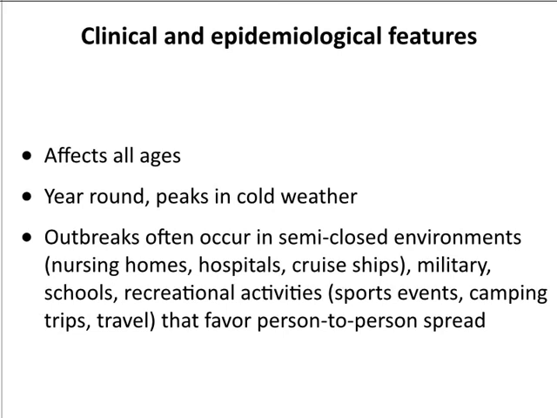It affects all ages of people, so as you get older, you get reinfected and you get gastroenteritis. You don't get a lot of protection at all from multiple infections, very different from rotavirus. These occur year-round but tend to peak in cold weather, and the outbreaks often occur in closed environments like nursing homes, hospitals, cruise ships. This is a big one on cruise ships, and all these other places where lots of people are together and it favors person-to-person spread.